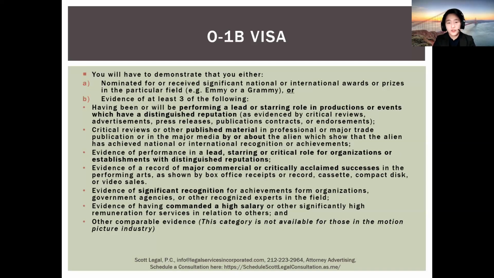Let's talk about the O-1B visa. So as I mentioned in the first slide, the O-1B visa is for individuals in the arts or motion picture television industries. Now, similar to what we've just discussed for the O-1A, the applicant will have to demonstrate either one of two things: either they have been nominated or received a significant national or international award or prize in that field, such as an Emmy or a Grammy, or evidence meeting at least 3 of the following criteria that we listed below.